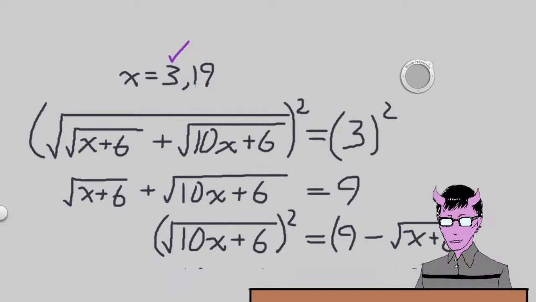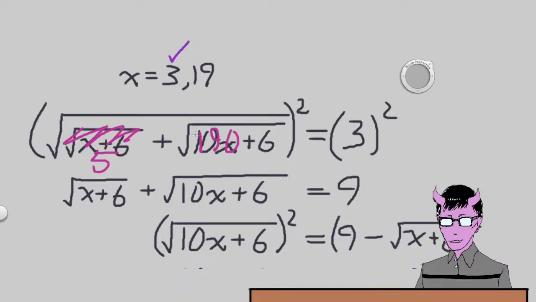This one seems a little dubious, right? So 19 plus 6 is 25. Square root of 25 is 5. So this whole thing becomes 5. And plug that in there. That becomes a whopping 190. Interesting. And then 190 plus 6 gives us 196.